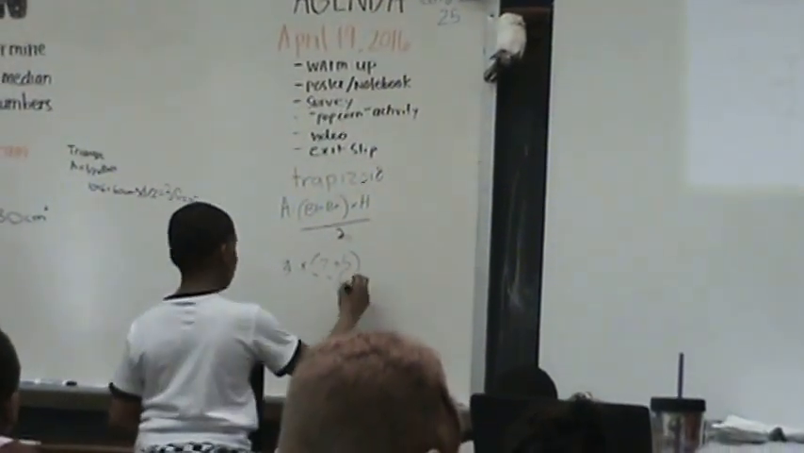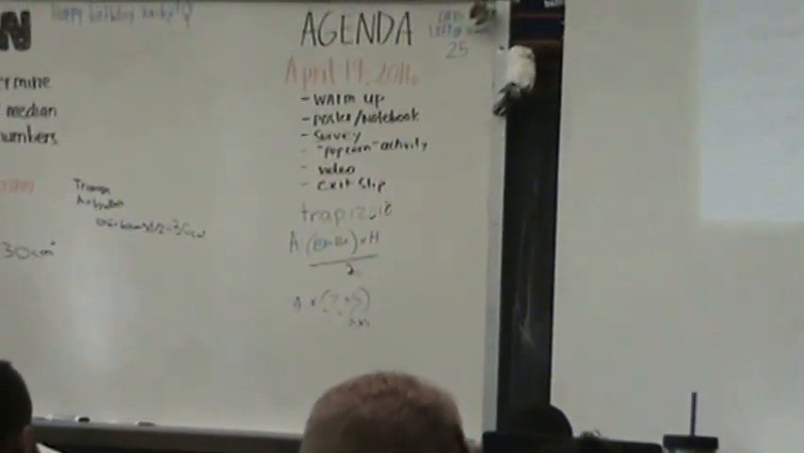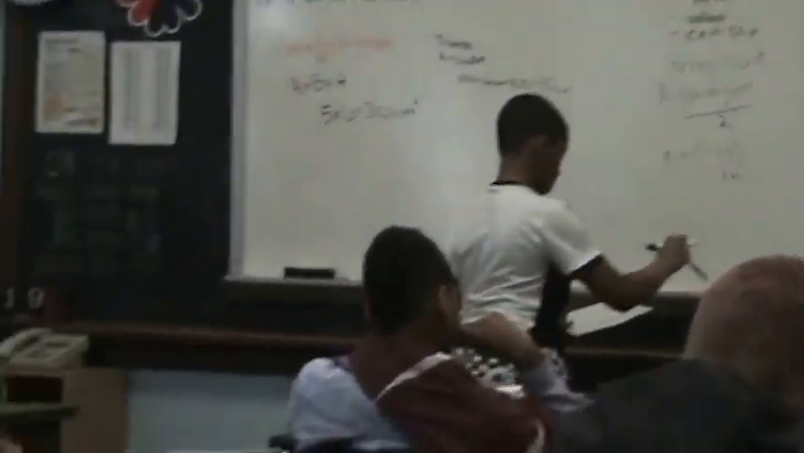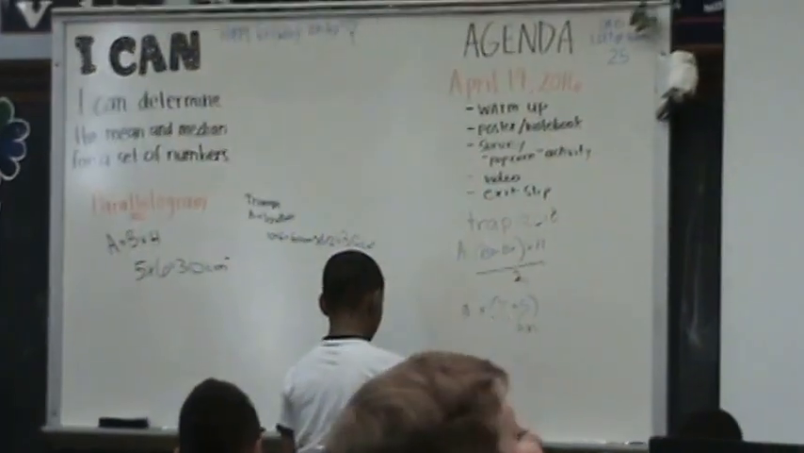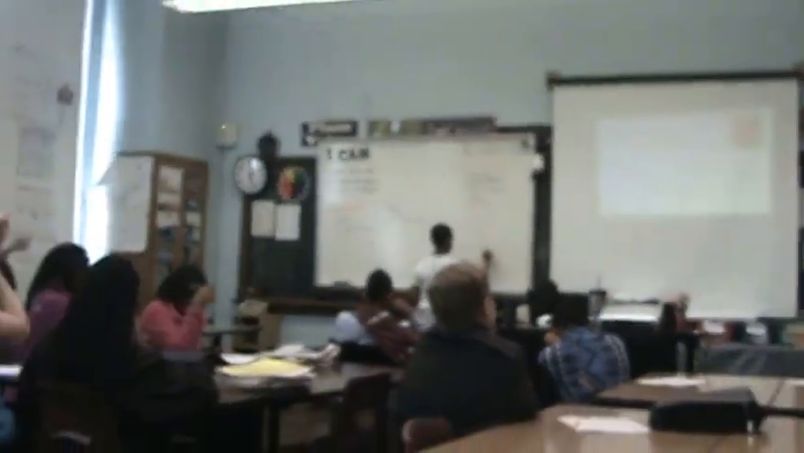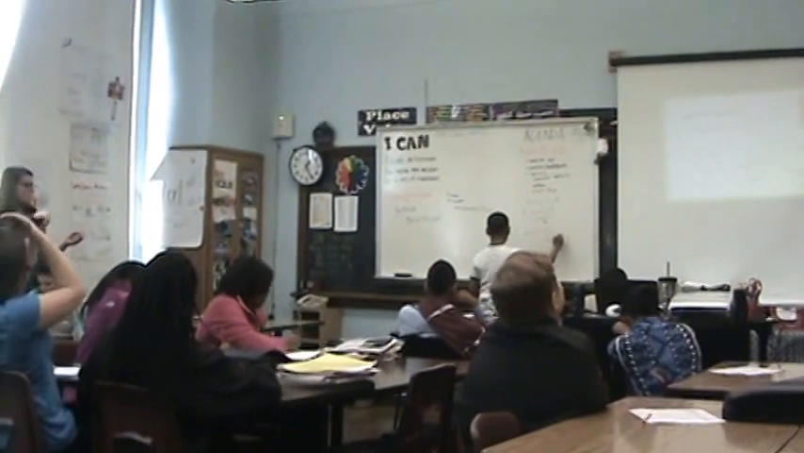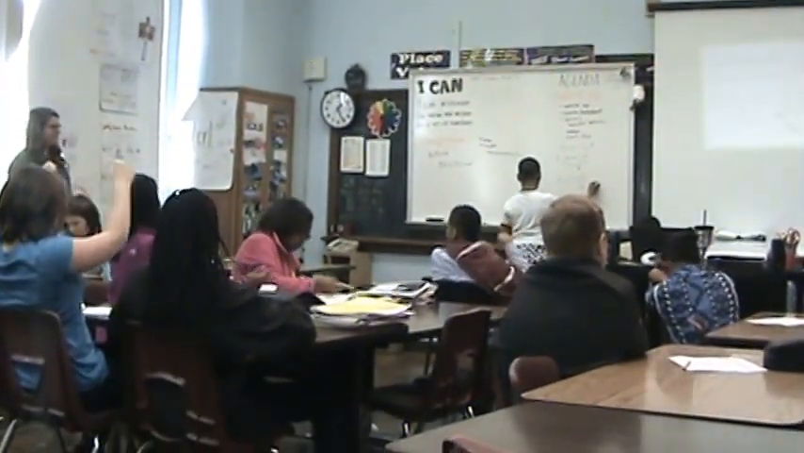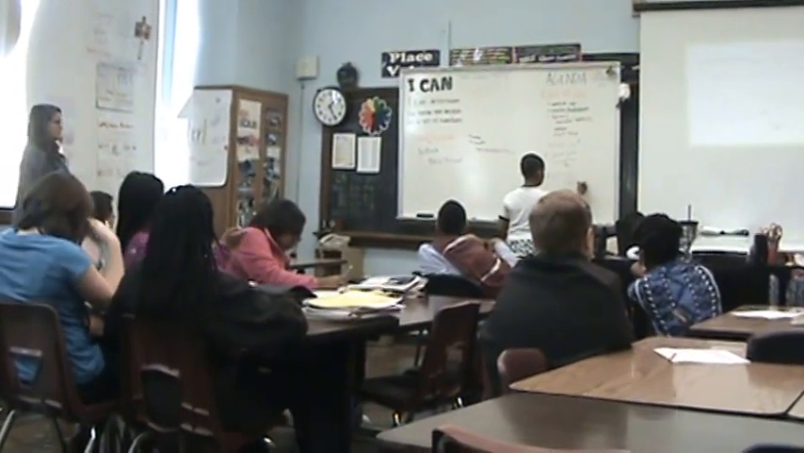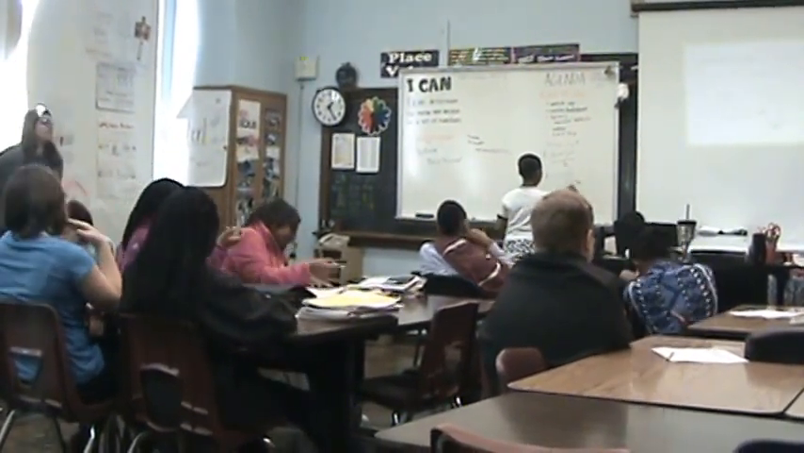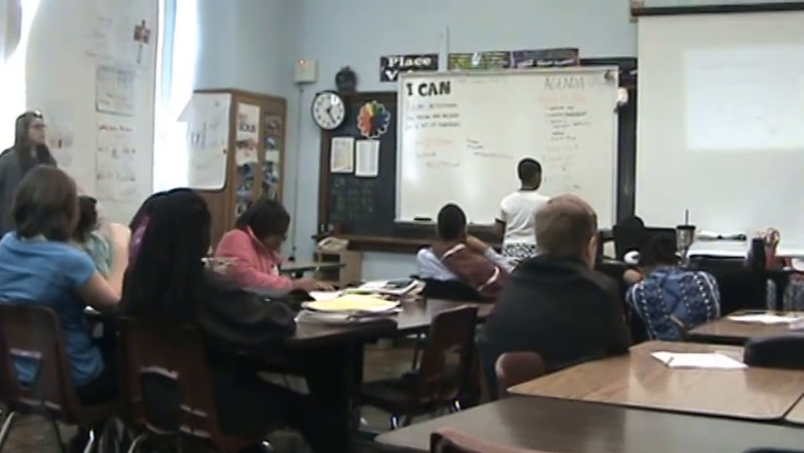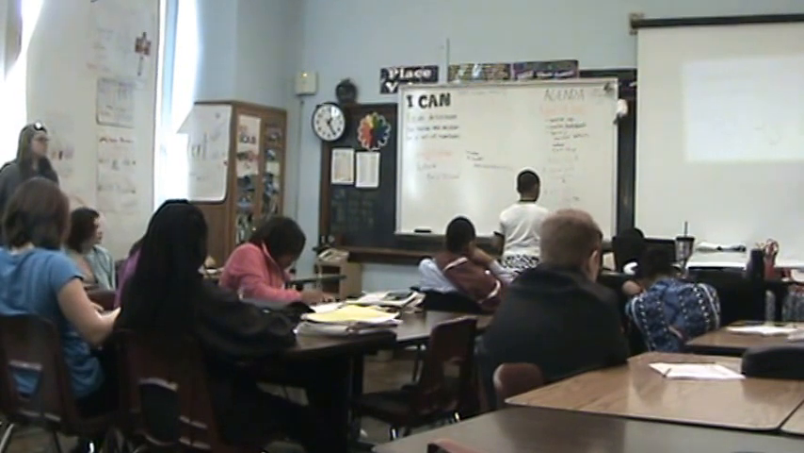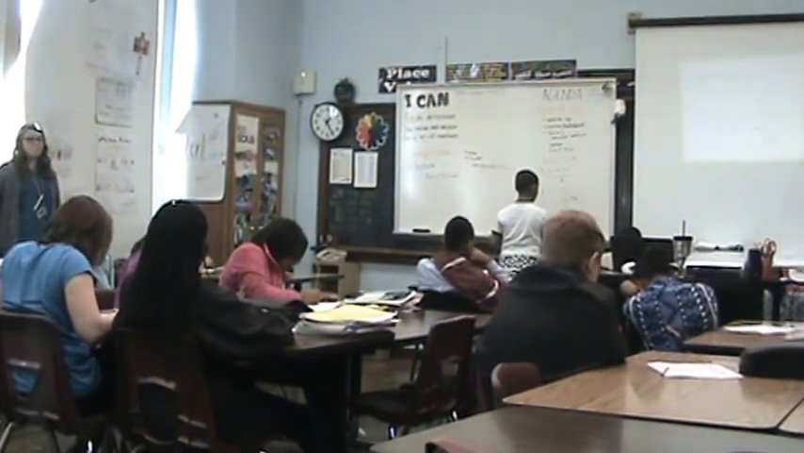Good. So you do your two bases added together, 7 plus 5, which gets you 12. Then Tyrone has multiplied by his height, which is 3. 12 times 3 gets you 36. See what Tyrone gets. 36, good. And then you gotta divide it by 2. Beautiful, long division, I love it.